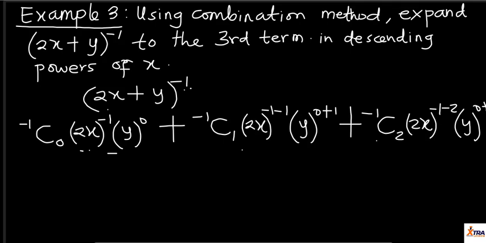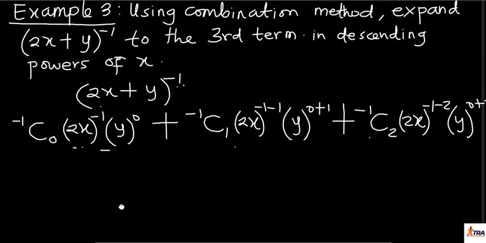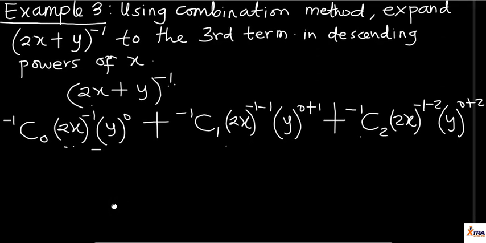And now we can simplify. From here we can actually say this is minus 1 combination 0. From our knowledge of factorial or combination, we know this is minus 1 factorial over minus 1 minus 0 factorial, 0 factorial. And then we can simplify 2x raised to the power minus 1. Then we know y raised to the power 0 is 1. We can move on.